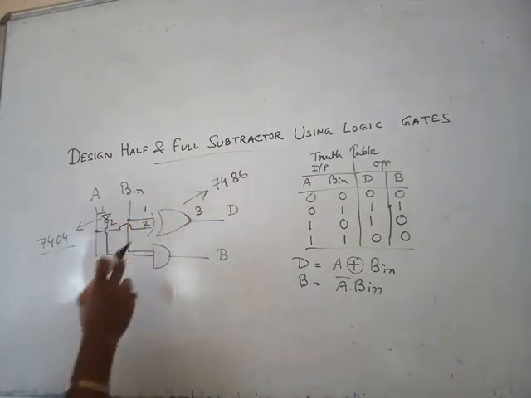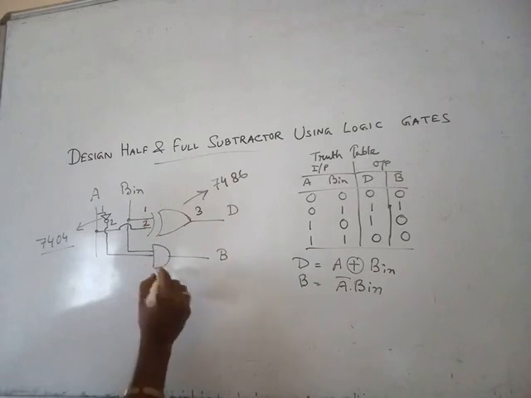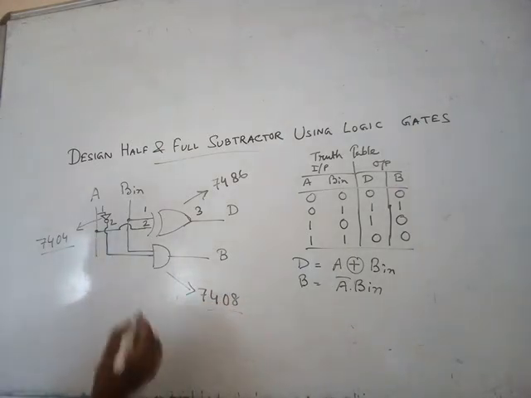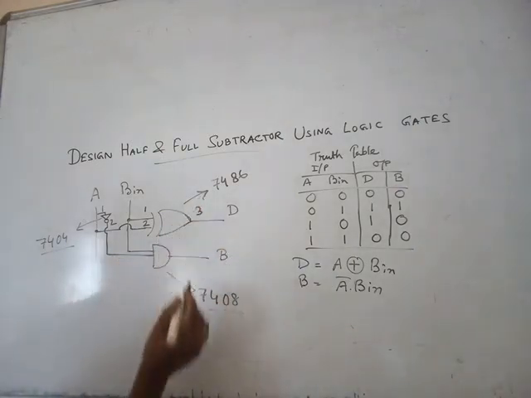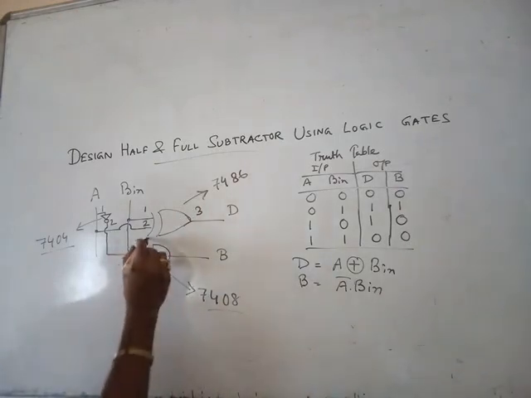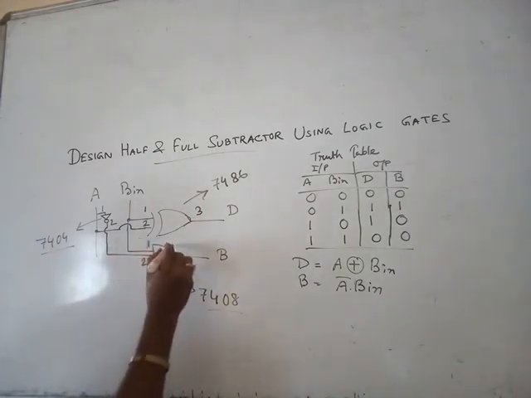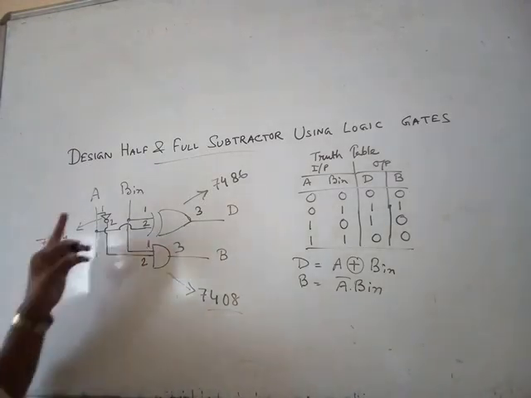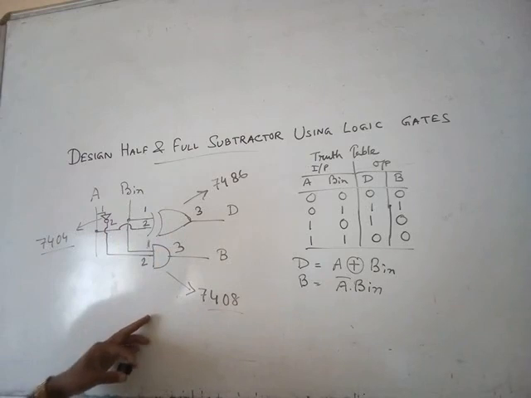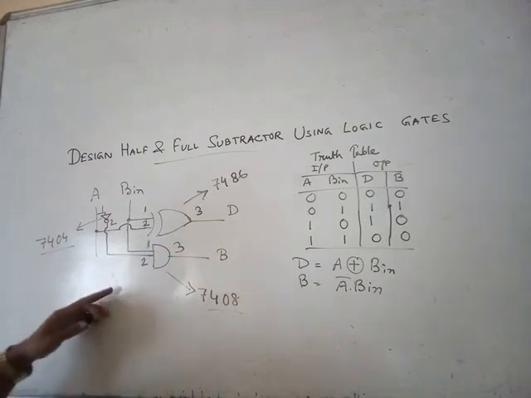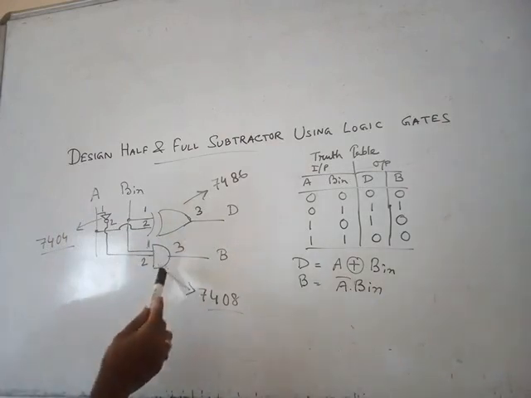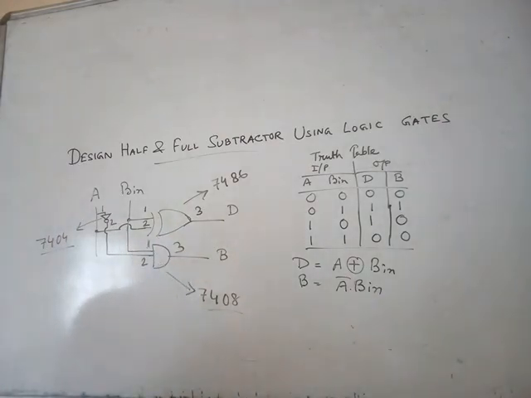Okay. Next, for AND, the IC number is 7408. It is quad 2 input AND IC. Pin numbers are the same as 7486 XOR: 1 2 3. Okay. So this is the half subtractor circuit using logic gates. We need three types of gates, that is NOT, XOR and AND. We move to the full subtractor.